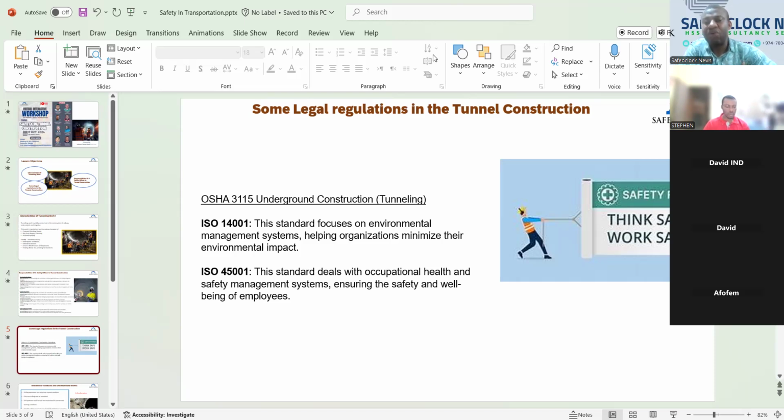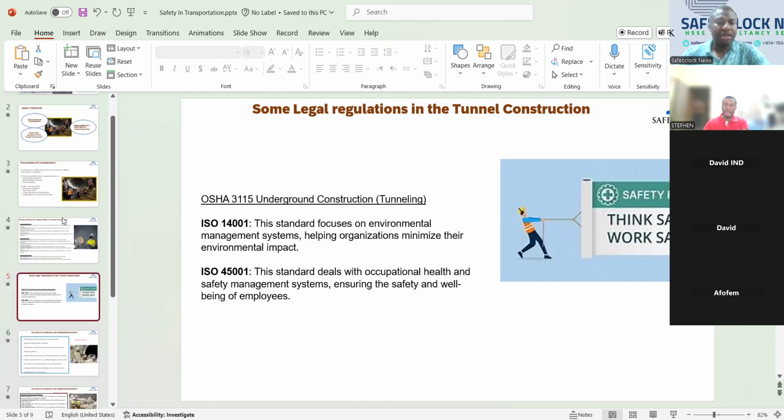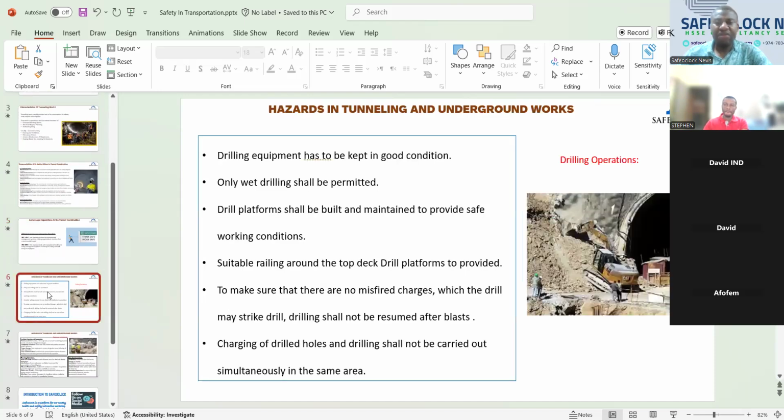So ISO 14001 will come in place to regulate the level of disturbance you are going to cause to the environment, the dust, when the explosive will be used, the environmental impact of that explosive on the environment. So these are what ISO 14001 will be looking at. ISO 45001 will be looking at the health and safety of the workers, the workplace. So these are some of the standards that are applicable to tunnel construction activity. Now let's look at a few hazards involved.